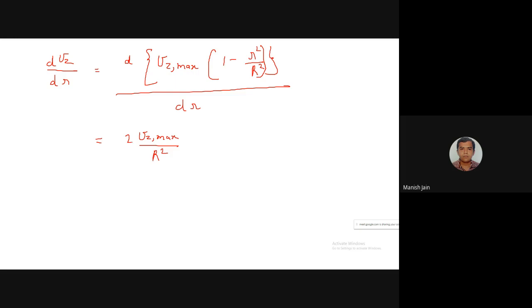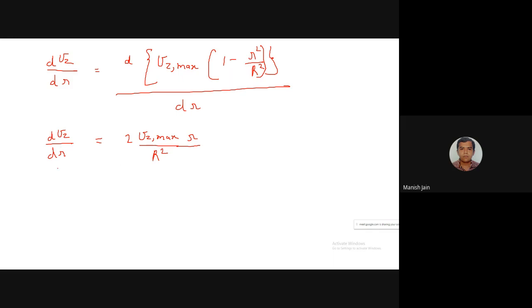Here r square becomes 2r. This is the dvz by dr. Now, why are we calculating dvz by dr? Because you have to calculate the shear stress tau rz at the wall. Okay, so that's why we are calculating this.